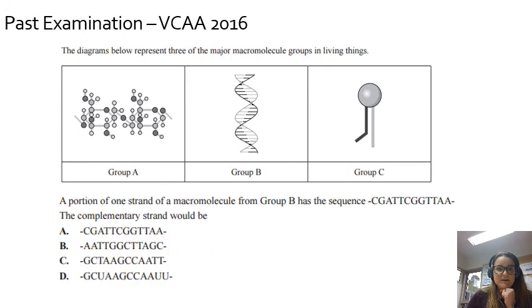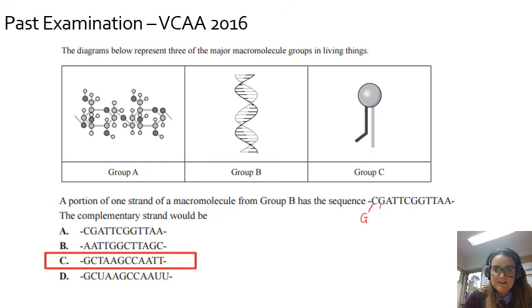Let's have a go at this one. So have a read through and select what you think the answer might be. So the answer there is C, and that's applying and practicing your base pairing rules. So C always bonds with G, G always bonds with C, A, T, and so on and so on. And that gives us this answer C.